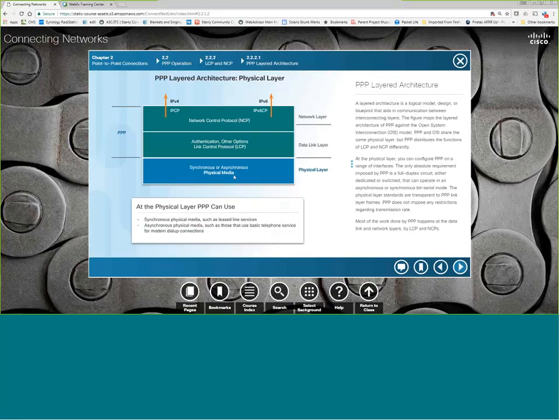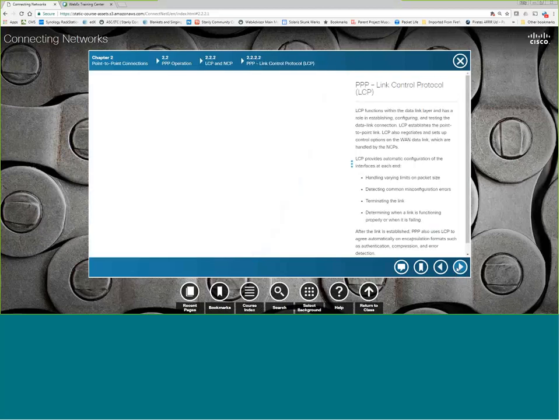Here's our layered architecture. Again, you've got the physical layer. It can run on synchronous or asynchronous, and that basically is two different types of modes that you would be running across on the physical media. Then you've got the link control, which does, again, link establishment, maintenance, and that establishment also includes authentication. And then once that is up, then NCP comes up, the Network Control Protocol. So if the LCP phase never works, then you'll never get to NCP. And you'll see that when we start looking at the protocol itself.